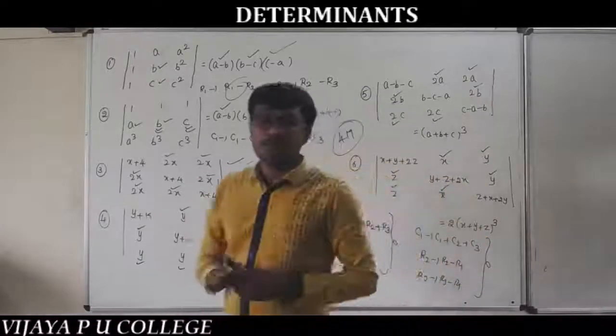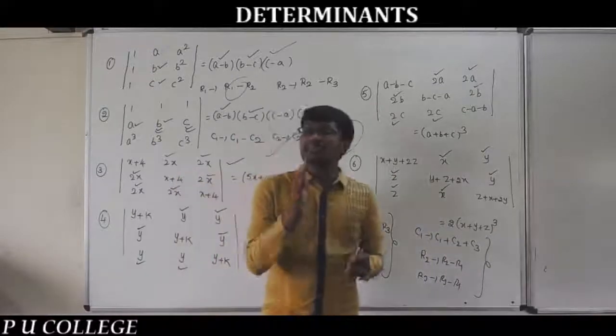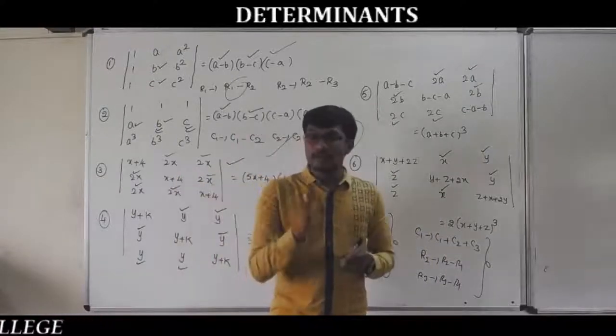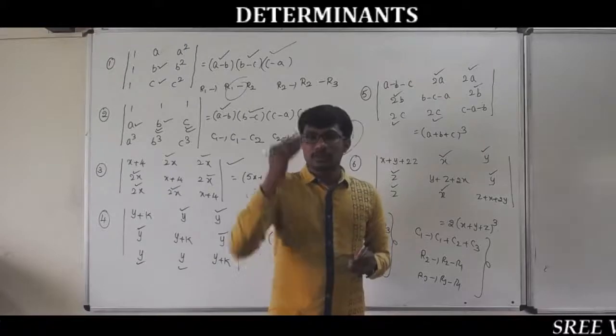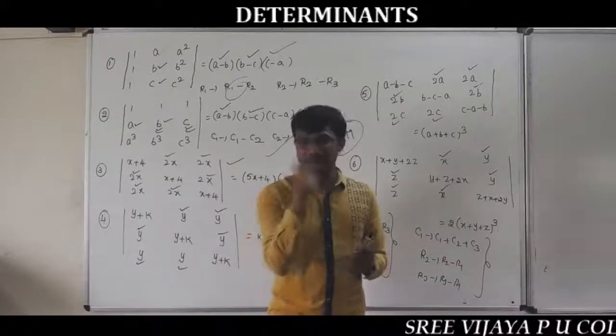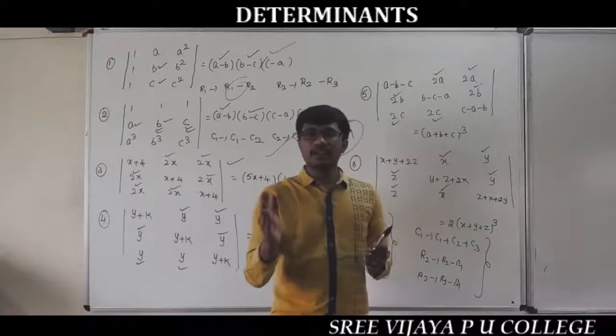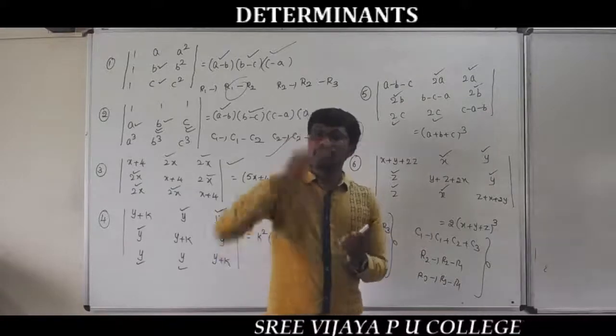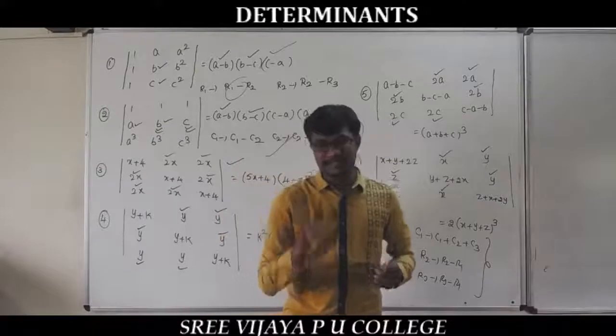But the main thing is, you should know how to add the rows and how to add the columns. To add the rows, top and bottom. To add the columns or to subtract the columns, left and right. If you add in left and right, column operations. If you add in top and bottom, row operations. That's it. That's the main thing.